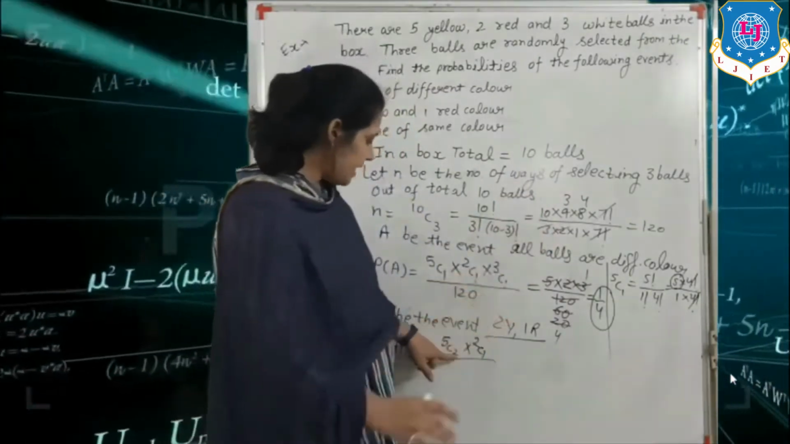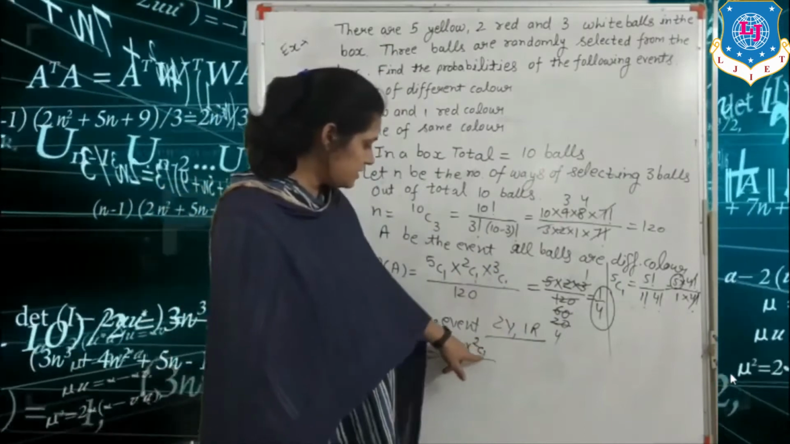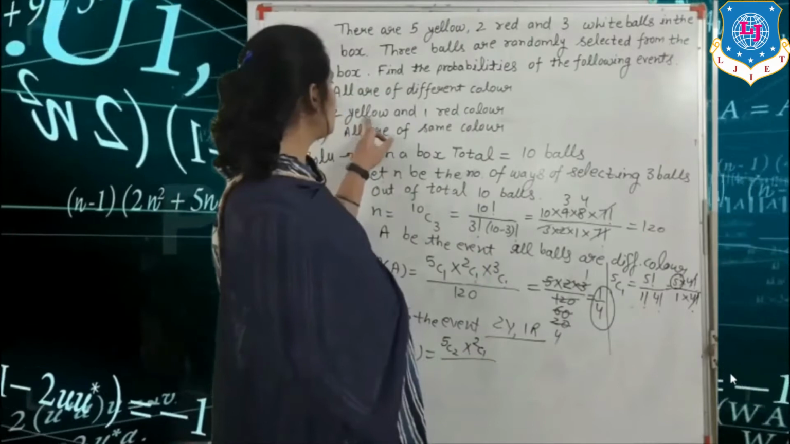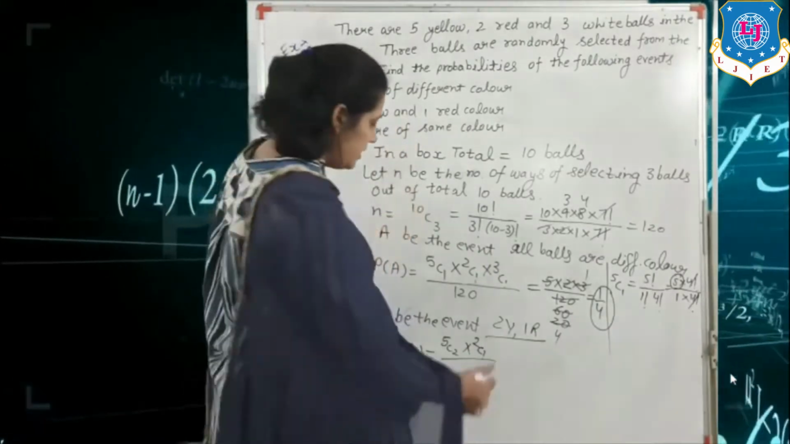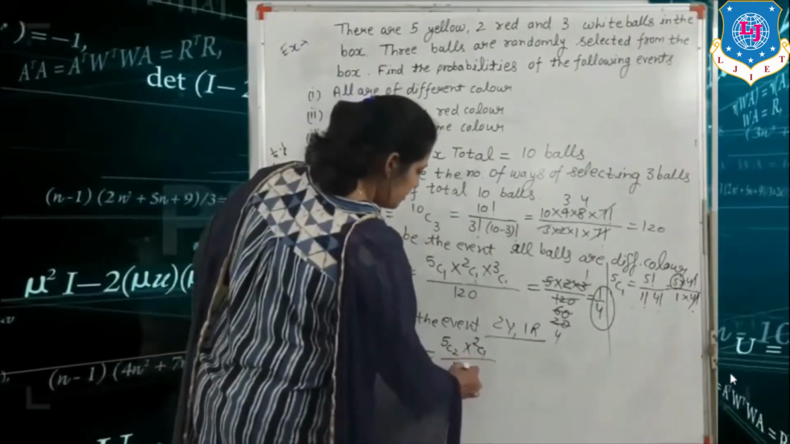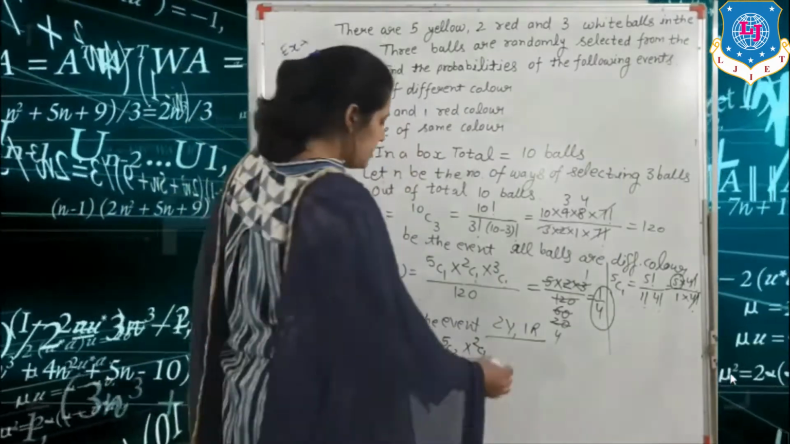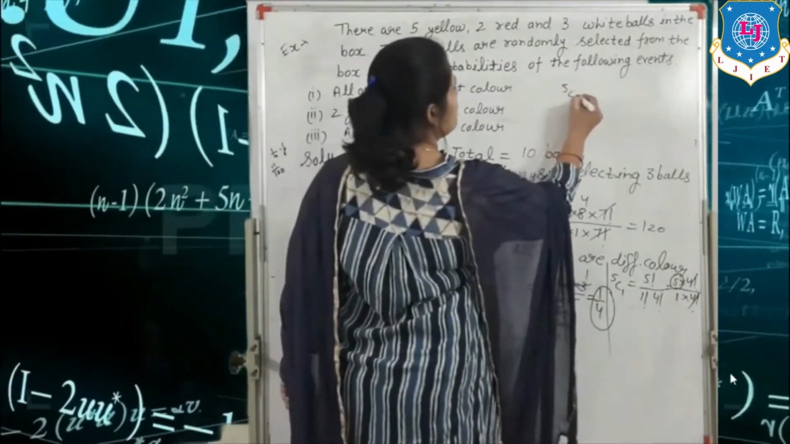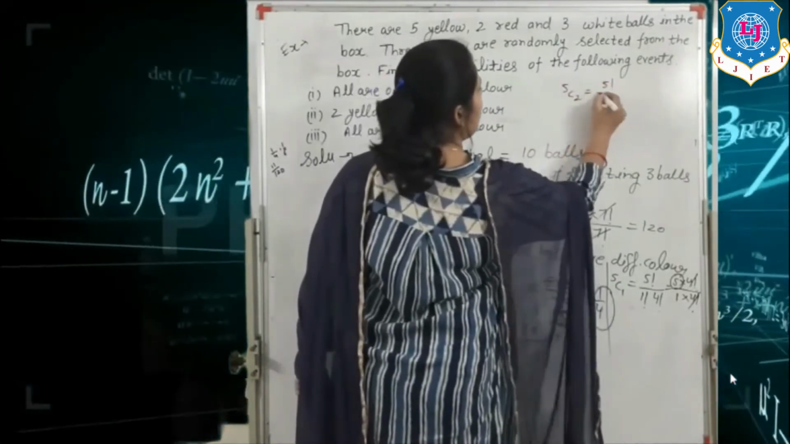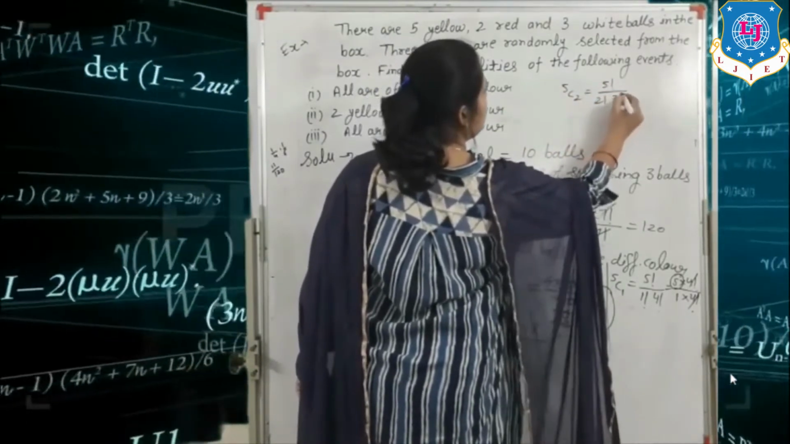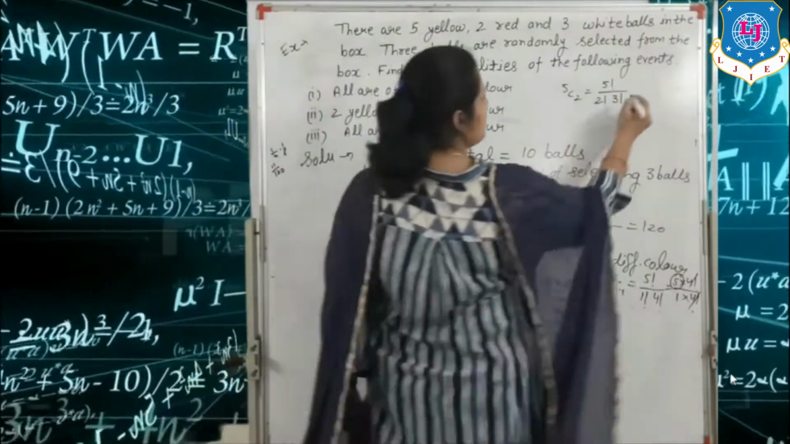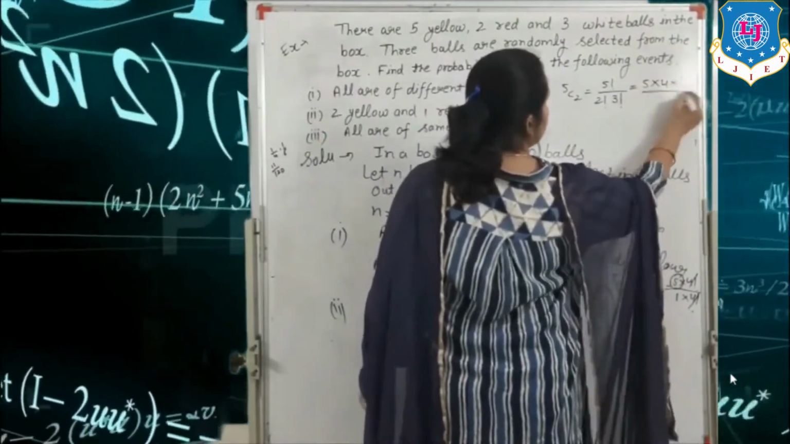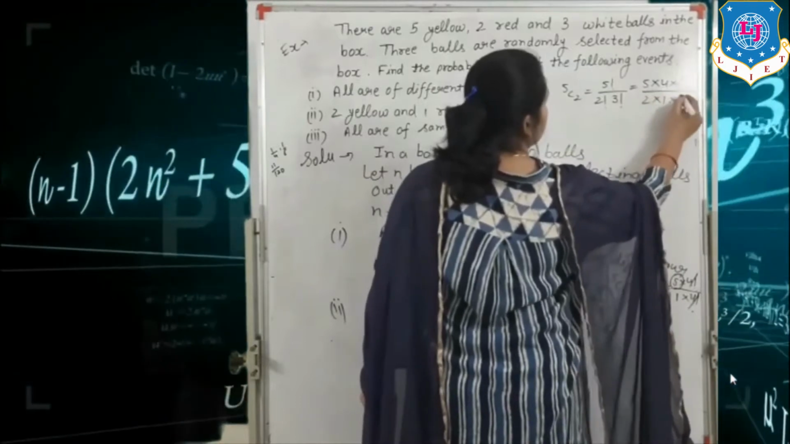So here 5C2 into 2C1, so 2 plus 1 is equal to 3, and we find the possibility of 2 yellow and 1 red color. And here the total possible outcome is 120. Got it? So first you open the term 5C2. Here factorial 5 over factorial 2 and factorial 3, since 5 minus 2 is equal to 3. So open this term: 5 into 4 into factorial 3, over 2 into 1 into factorial 3.